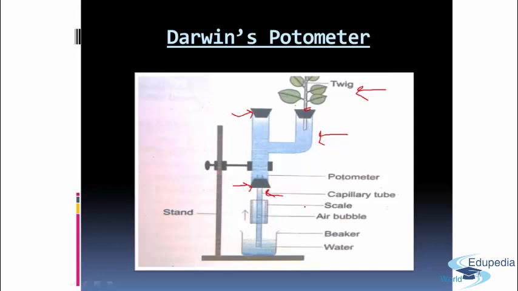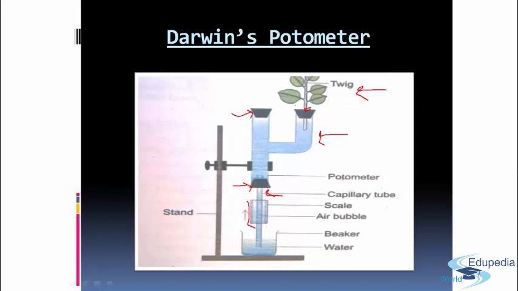Now what next? A scale remains fitted. This is the scale which is fitted on the capillary tube. It is dipped in a beaker. This is the beaker into which this is dipped. This beaker contains water. An air bubble is introduced in the capillary tube. Okay, this is the capillary tube. We have introduced an air bubble, and the comparison of the bubble's movement under different conditions gives the rate of transpiration.